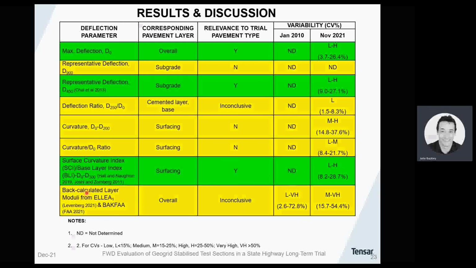A very thorough back calculation process of the data was employed and two back calculation techniques were used: ALIA 1 from the Danish Technical University, with a reference there for Levenberg, and BACFA from the FAA in the US. The main parameter looked at for each trial section during the back calculation process was the variances between the two techniques, and they ended up being quite high, and the back calculation method therefore proved to be inconclusive. So the revised deflection parameters are highlighted in green, and these were used for comparison of the trial sections.